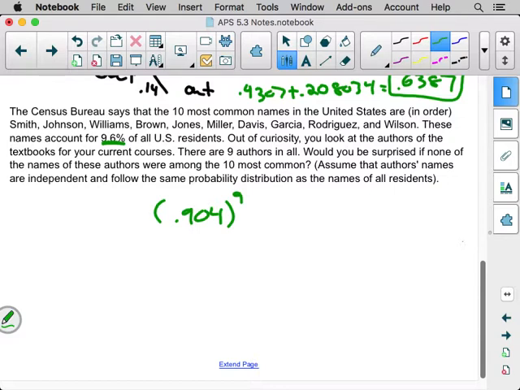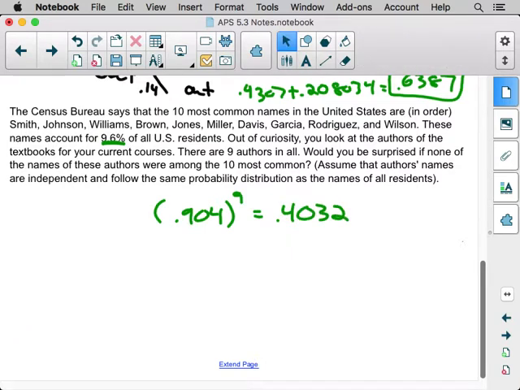All right, so let's calculate this. So 0.904 to the 9th power is 0.4032. So did the question actually ask for that number, though? Is that technically what it wanted? No, technically, what does it want? Would you be surprised? Well, according to our calculation, it looks like there's about a 40% chance of that happening.